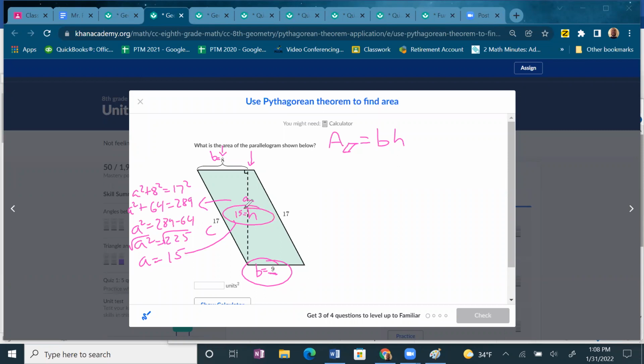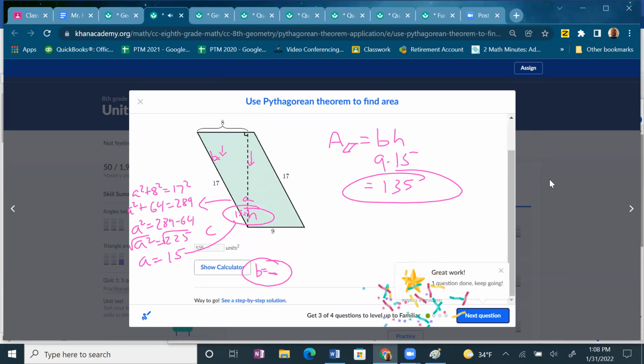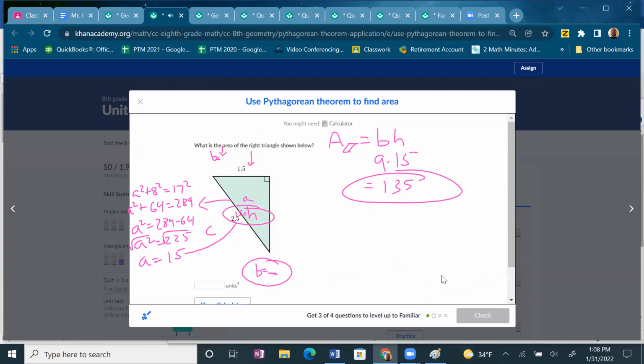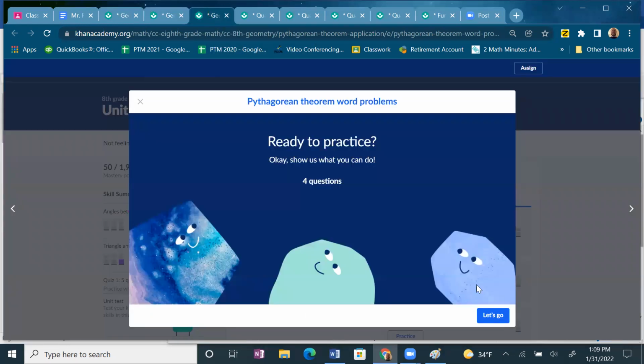So now we can just substitute in 9 times 15. And what is 9 times 15? It's 135. So let's put that in. Well, you can do the same thing here with this right triangle. Use the Pythagorean theorem to find the height, and then just use the area of a triangle formula. And I hope we all know that.